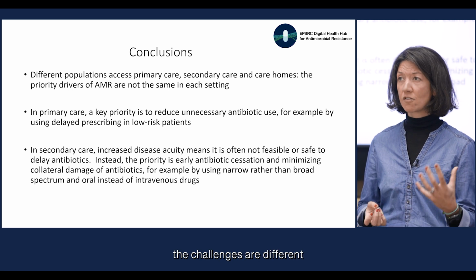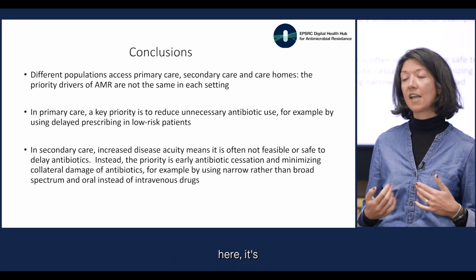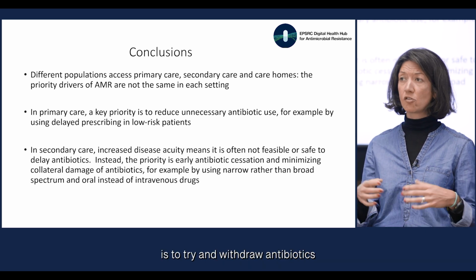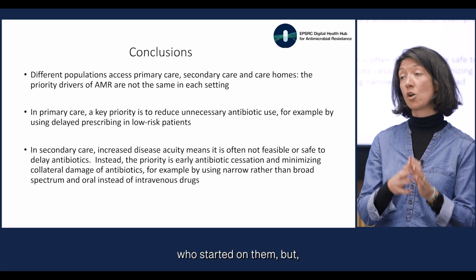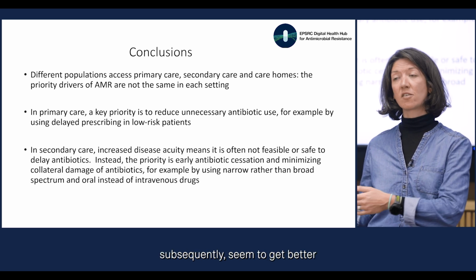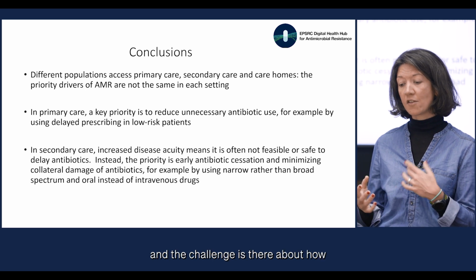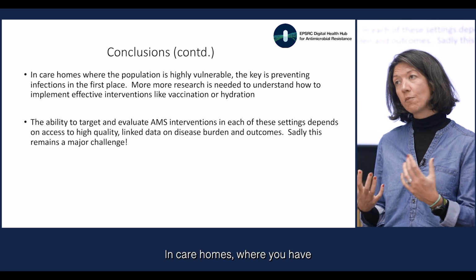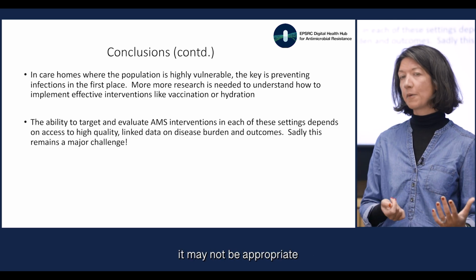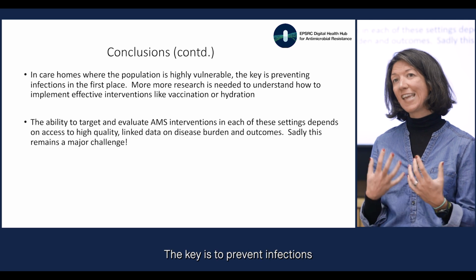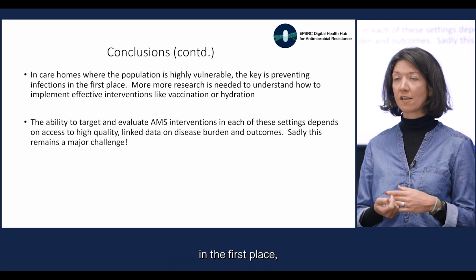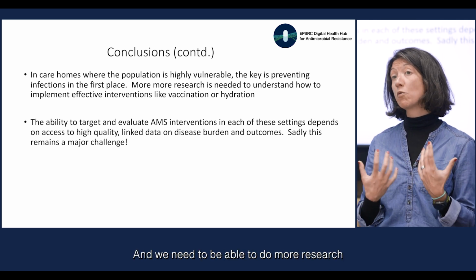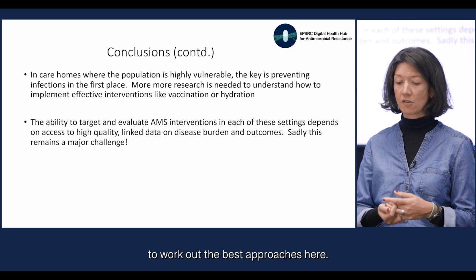In secondary care, the challenges are different because patients are sicker, and so here it's not necessarily safe to withhold antibiotics, and so the priority instead is to try and withdraw antibiotics in those patients who are started on them but subsequently seem to get better or to not have an infection at all. And the challenge is there about how you do that most effectively. In care homes where you have a very vulnerable population, it may not be appropriate to send people into hospital. The key is to prevent infections in the first place. But as I've explained, our challenge is how do we do that effectively? And we need to be able to do more research in this setting to work out the best approaches here.